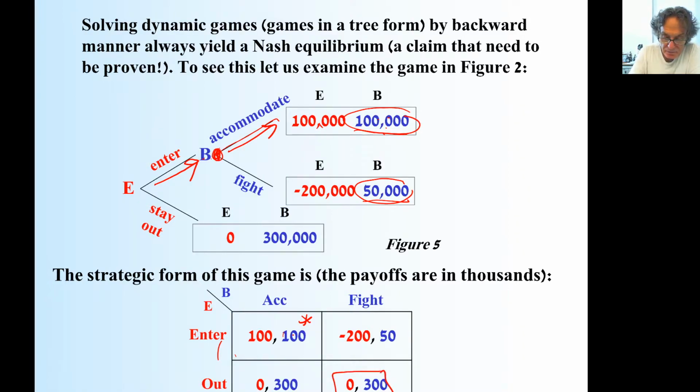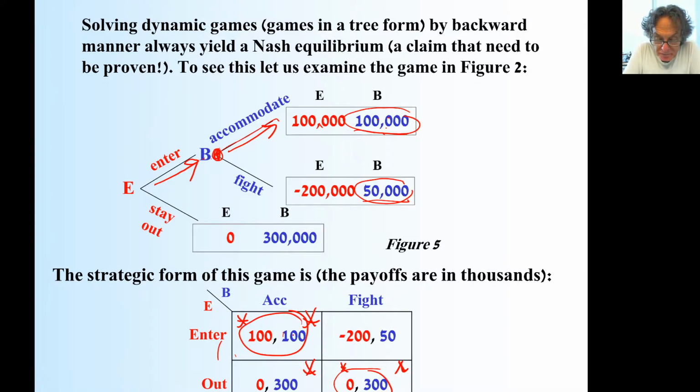Let's check it. Let's do the stars, so you will see. If I enter, then 150, I designate the 100. If I'm out, 300, 300, both of them. If she accommodates, 100 or 0, 100. If she fights, negative 200 or 0. So I have two Nash equilibria, this and this.